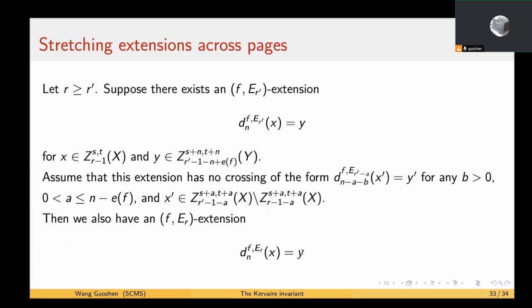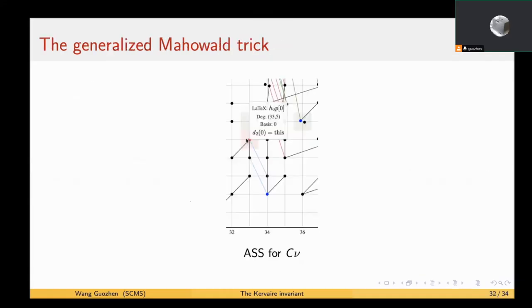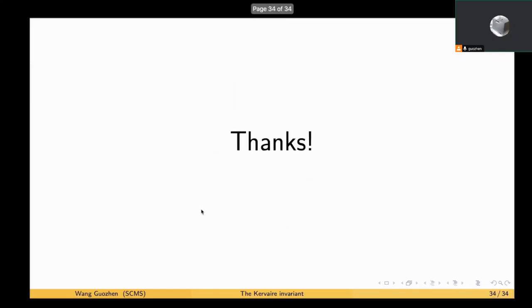So essentially, if our extension is not crossed by certain kinds of shorter extensions, we can stretch that extension longer to conclude an F extension in a later page. In particular, that condition is satisfied for this particular nu extension, and we conclude that our extension really happens on the infinity page, and we can apply the generalized Leibniz rule. So that's the end of my talk. Thank you very much.